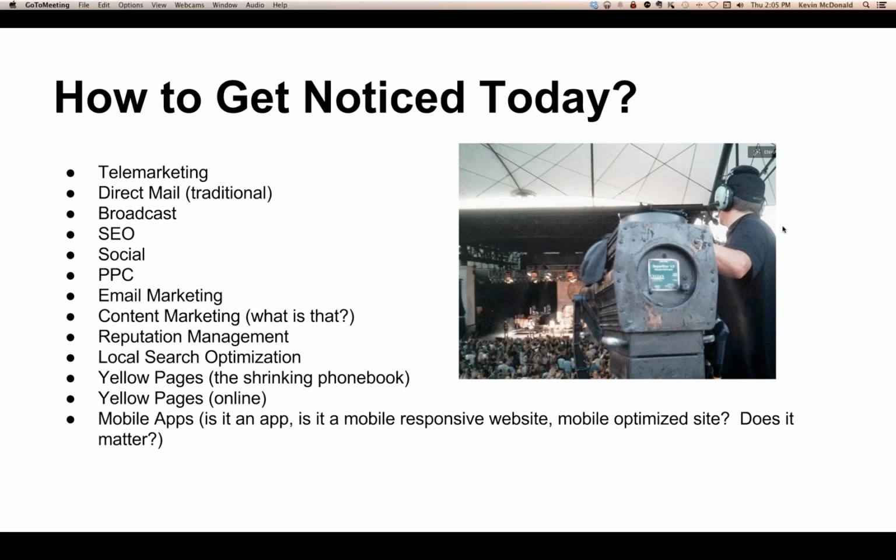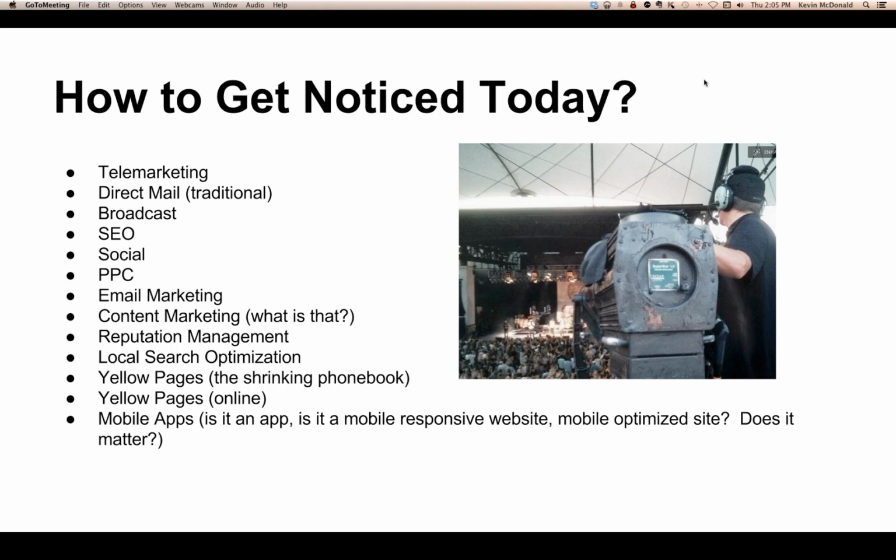The reason we're doing this webinar and the other ones is because there are so many choices out there. Some of them are expensive, some of them are inexpensive, some of them will show results very quickly, some of them will show results only after 3 or 4 months. So some of the traditional ways you get noticed are still applicable. There's still a value to telemarketing, direct mail, broadcast, whether it's TV or radio, and God knows Geico and some of the other direct marketers see the value in that because they spend plenty of money on that.